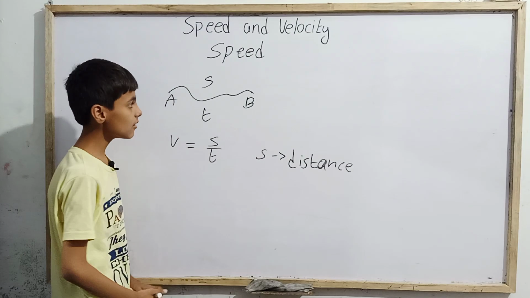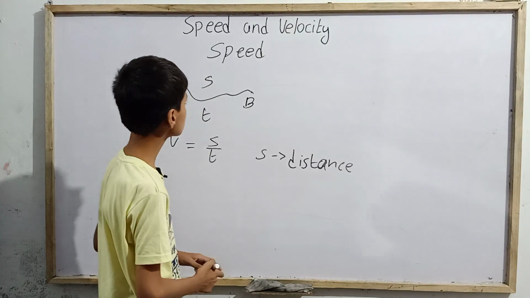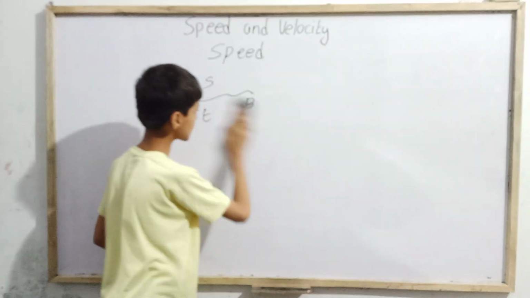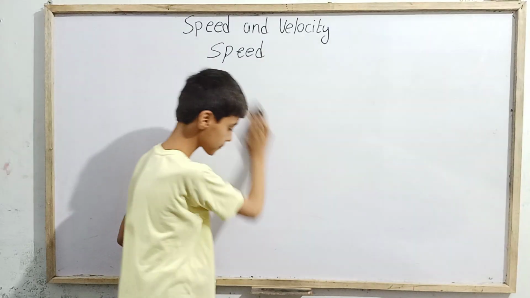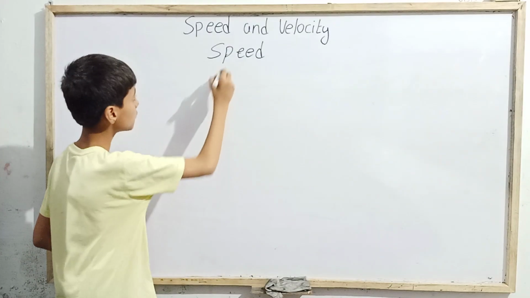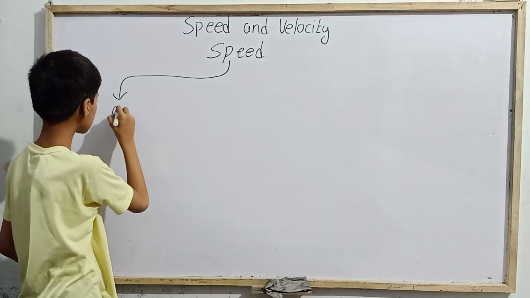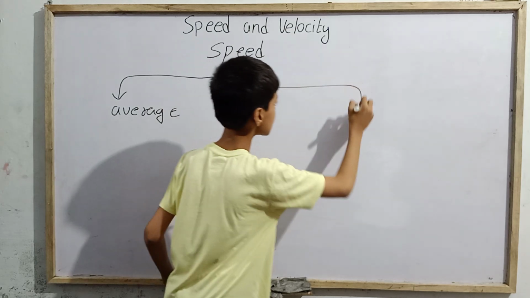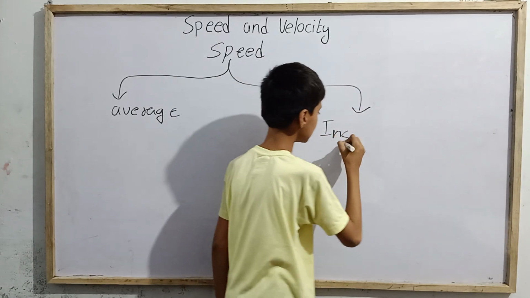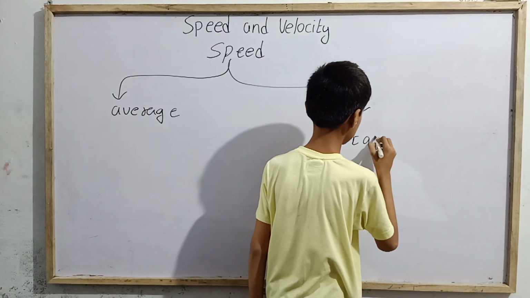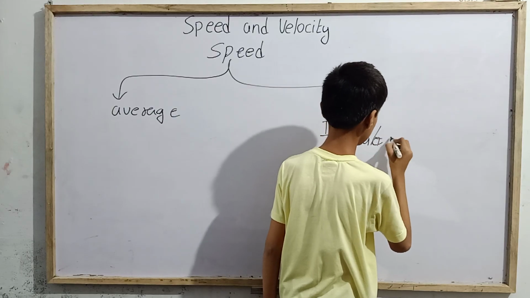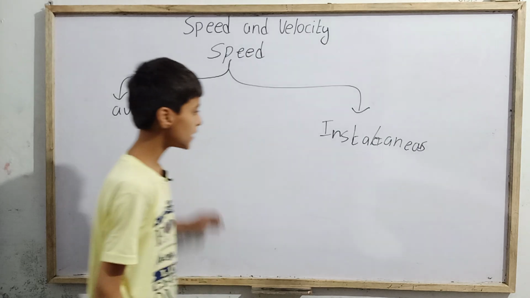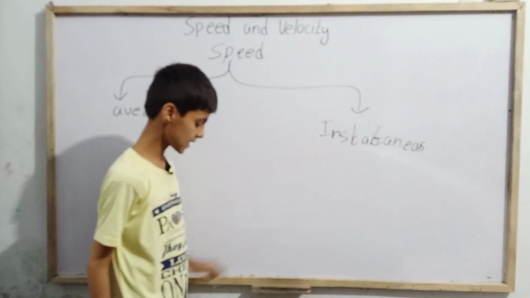Now what I have to do is define to you the kinds of speed. First of all, the first kind is average, as it was for velocity. The second is instantaneous.